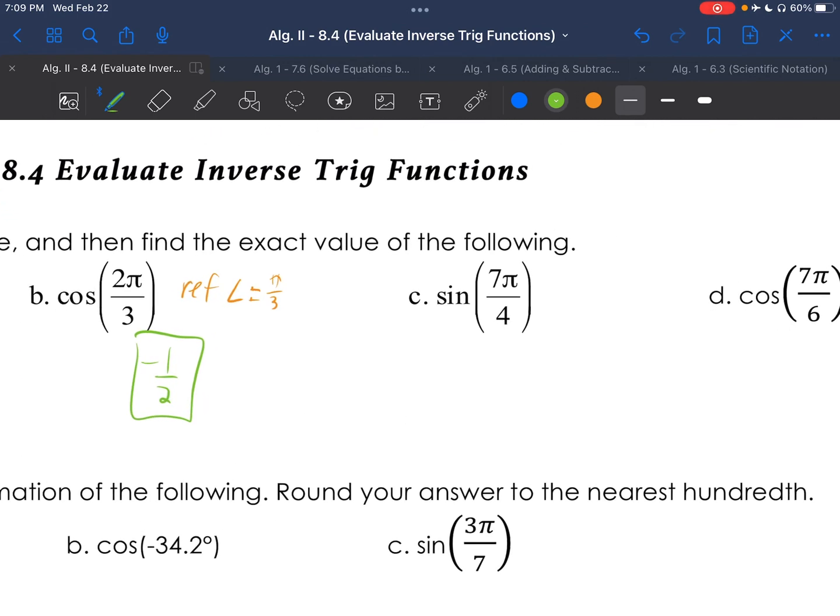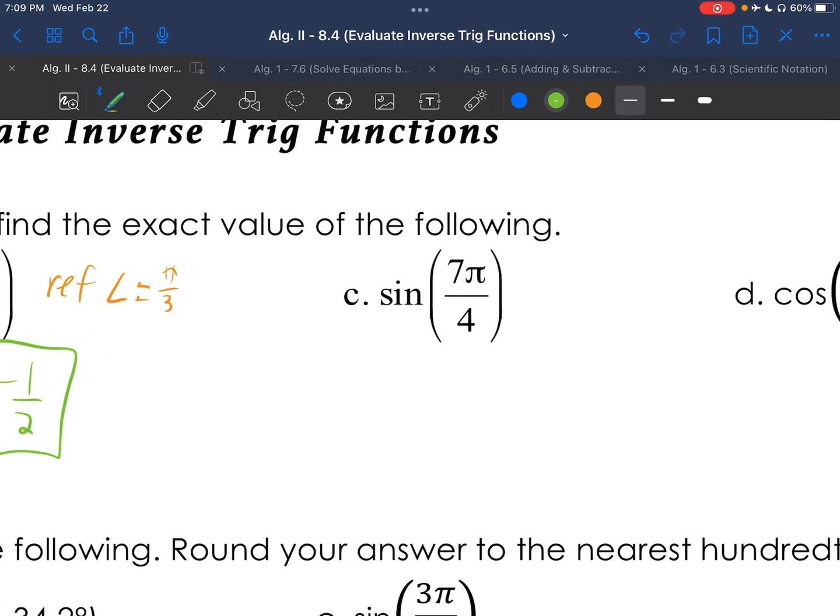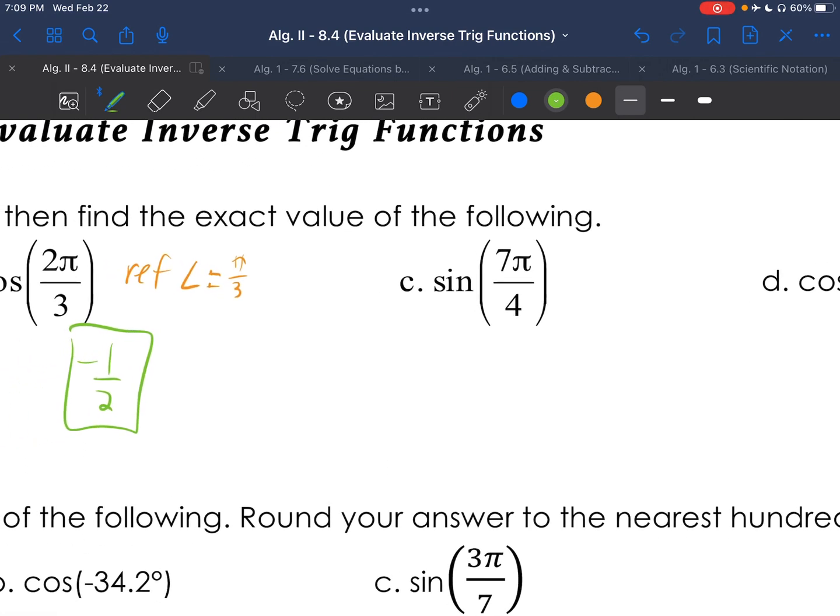I'm sorry, 2 pi over 3 would have been in quadrant 2. I misspoke 3 times there.